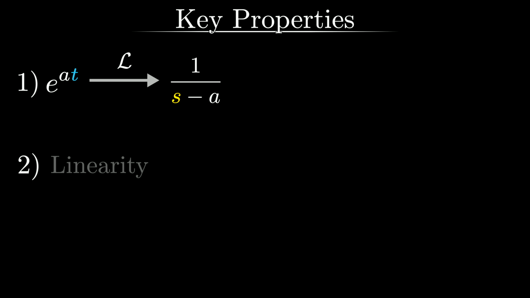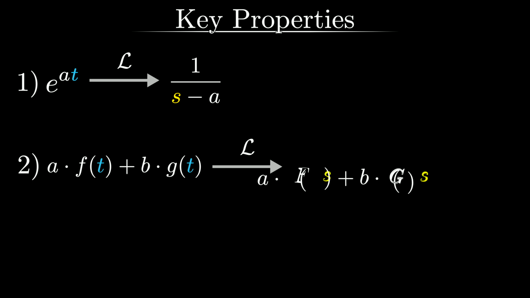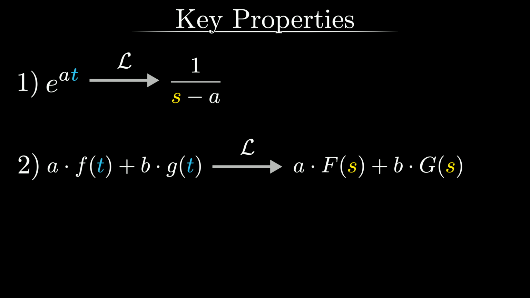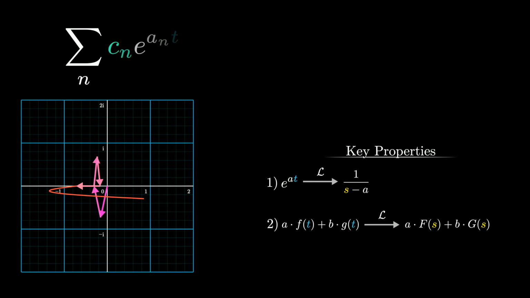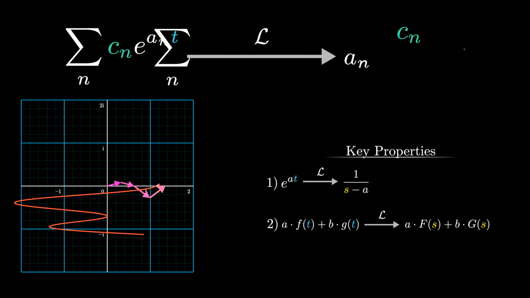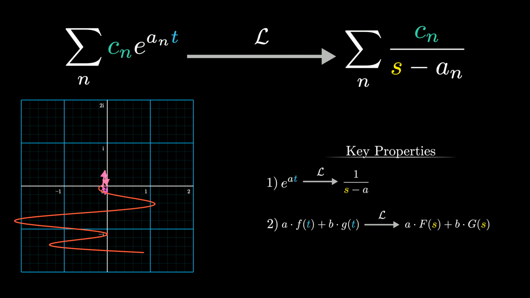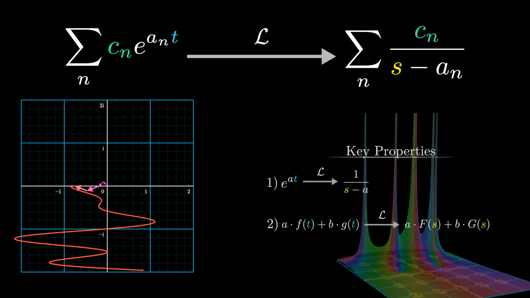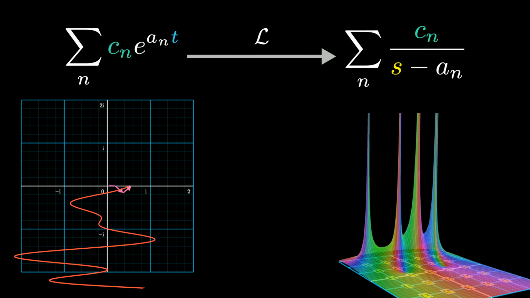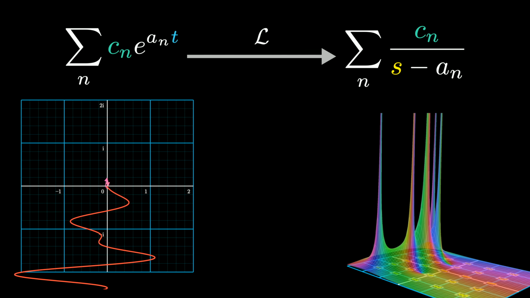Number two, the transform is linear. What this means is if you have a scaled sum of functions and then you transform them, it's the same as applying the transform to each individual function and taking that same scaled sum of the results. So for example, if your function going in really does look like a combination of exponential terms, then what comes out looks like this sum of fractions, which you should read in your mind as an expression with multiple different poles. Each pole reflects one of those exponential pieces.